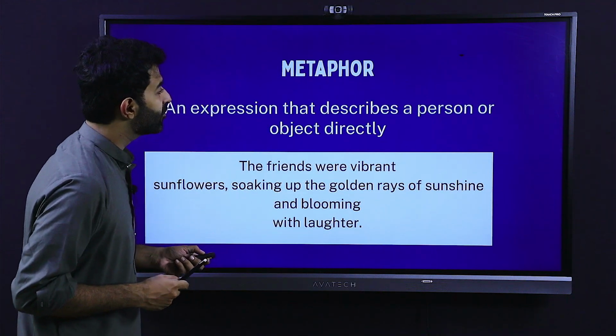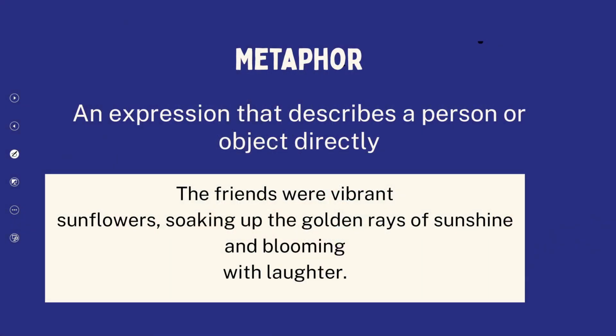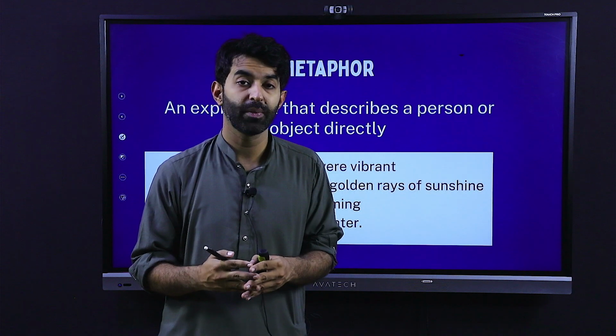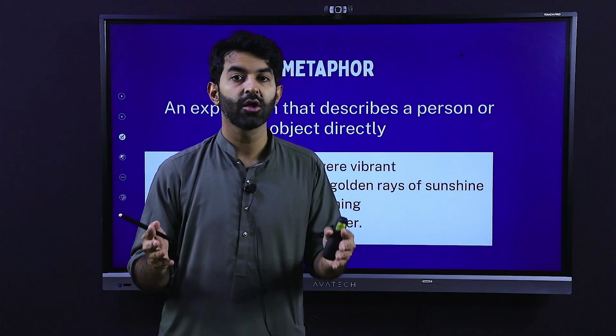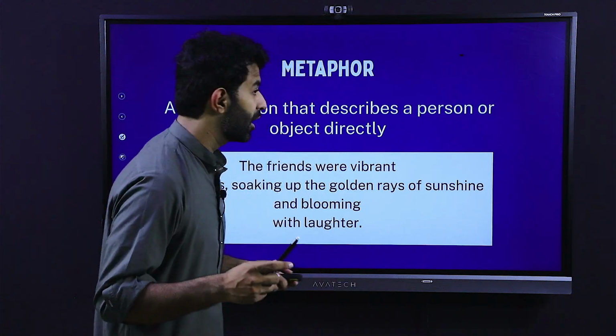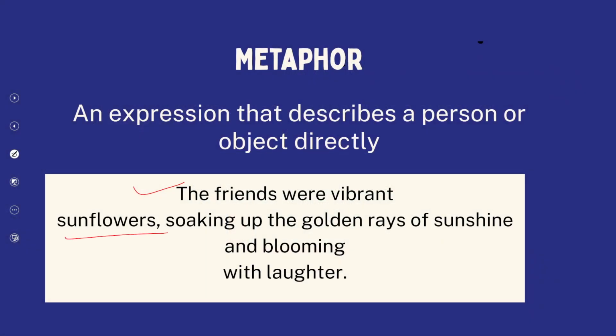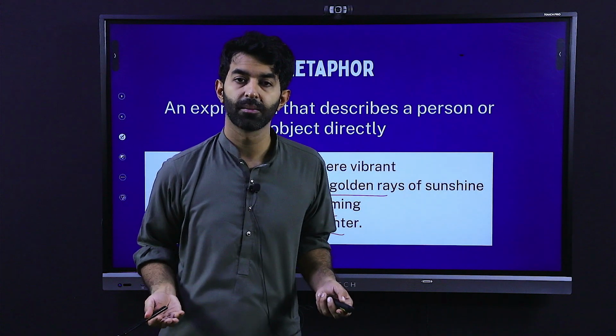Now you have metaphor, where you compare a person with anything directly. You make a direct comparison, unlike simile, where you use the word like or as. So students, I hope that now you get it. "The friends were vibrant sunflowers, soaking up the golden rays of sunshine and blooming with laughter." So the writer compared friends with sunflowers. This is a direct comparison, hence this is a metaphor.